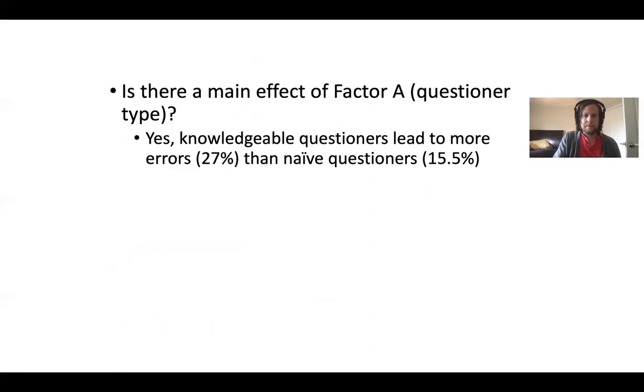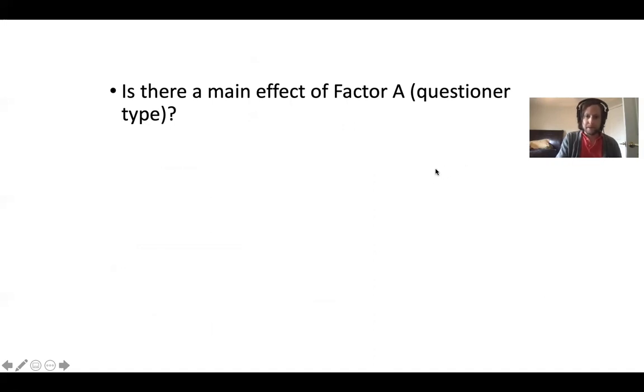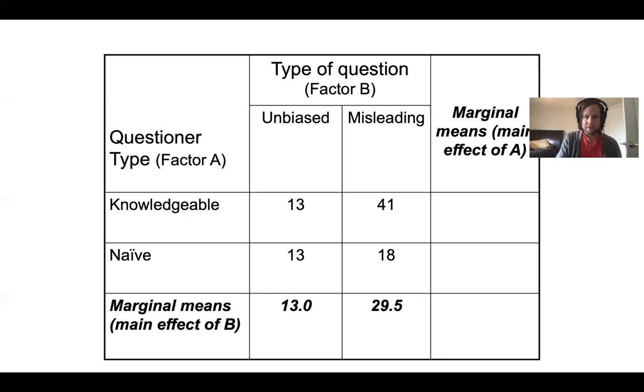Okay, so is there a main effect of factor A? And apparently, yes, there is a main effect of factor A, that is questioner type, whether the person was knowledgeable or whether they were naive, because the two numbers were 27 and 15.5. Once again, I'll show you them. 27, 15.5 right here. Those numbers are different.